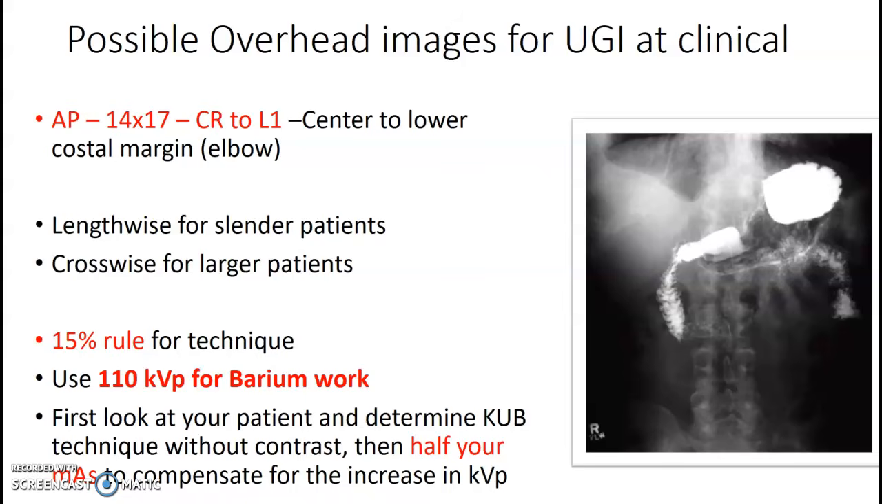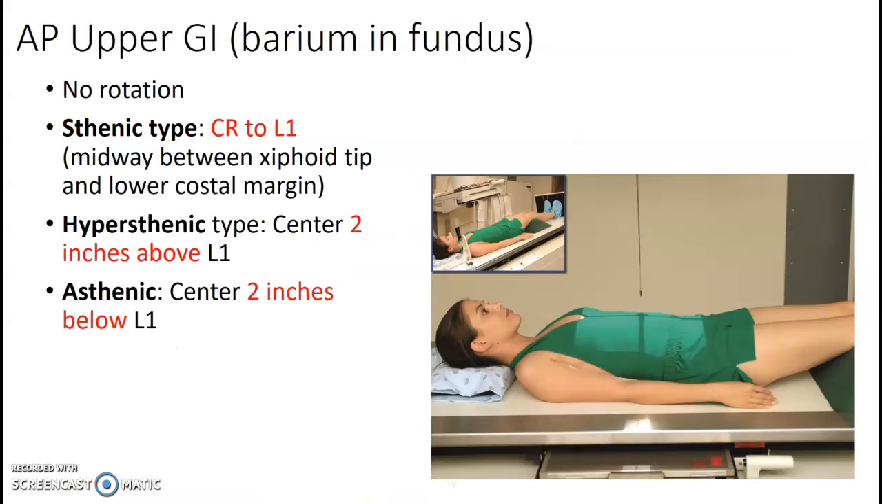But remember, anytime you increase your kVp by 15%, that is going to double the exposure to your patient. So what do we have to do to our mAs? You want to halve your mAs to compensate for that increase in kVp, right? So keep that in mind.